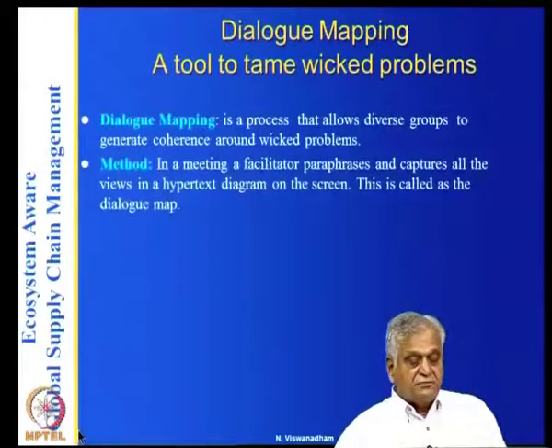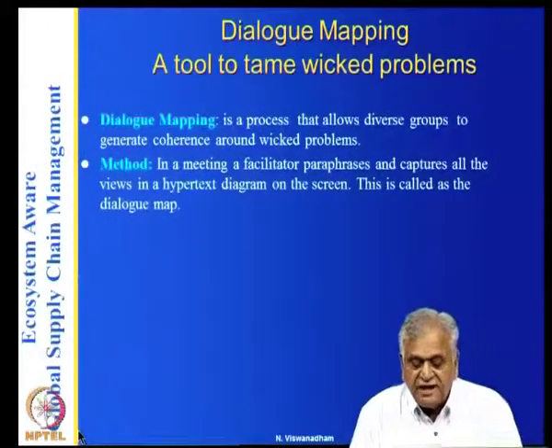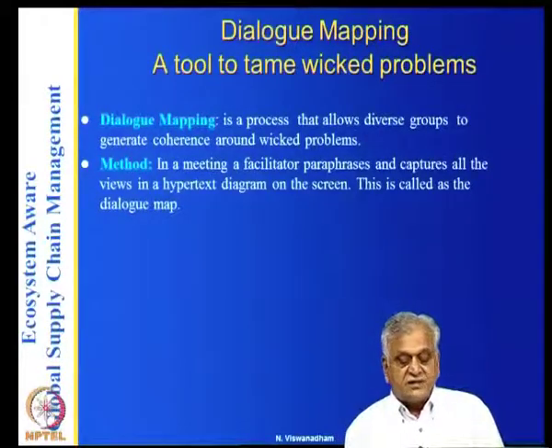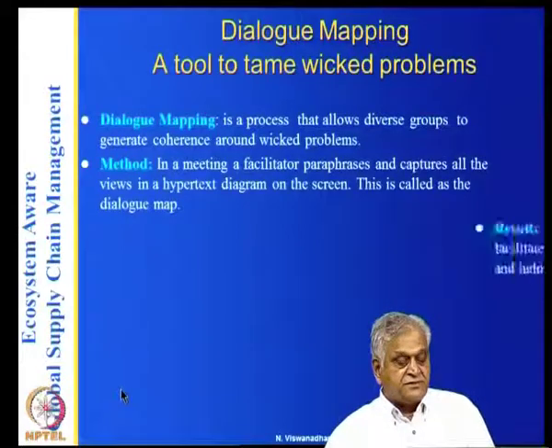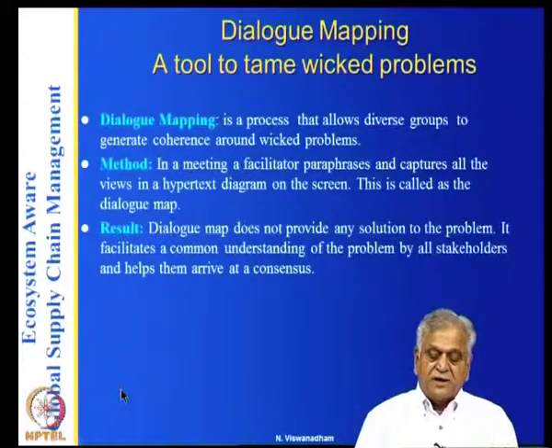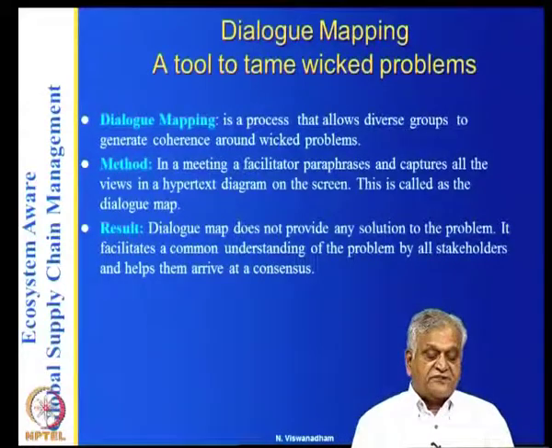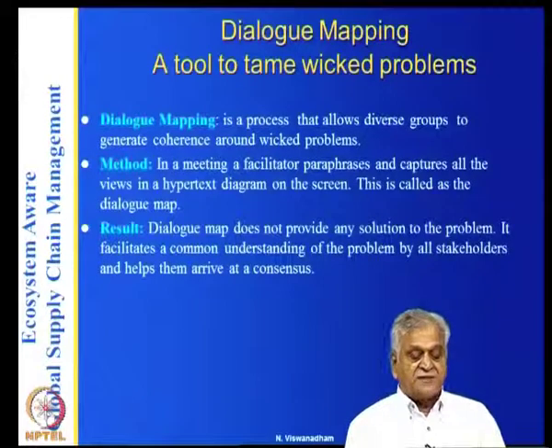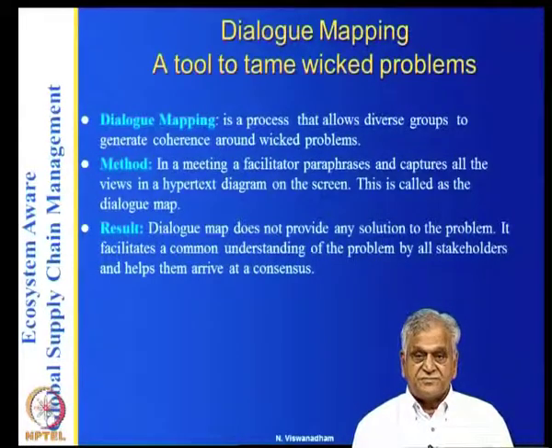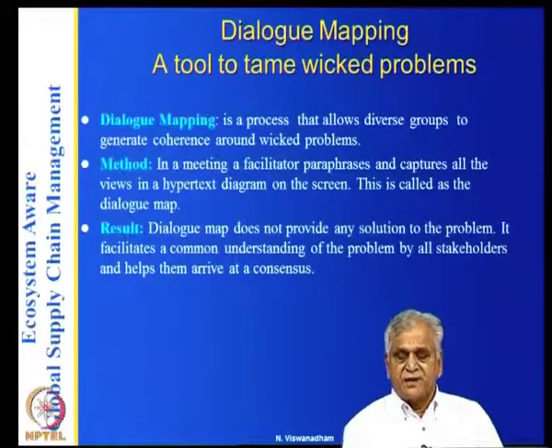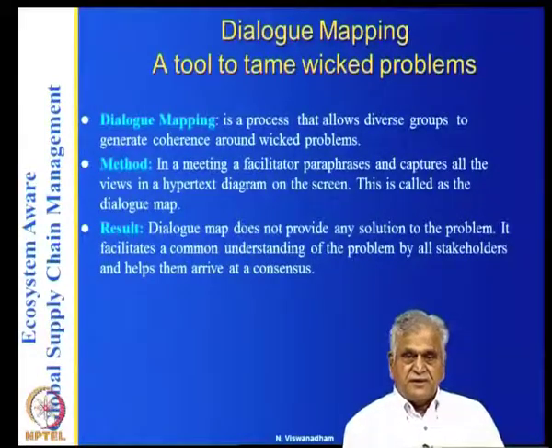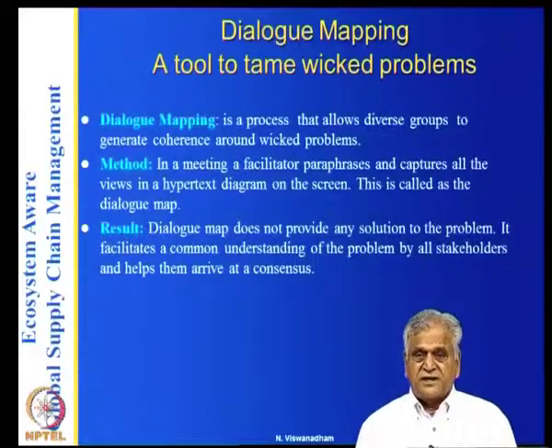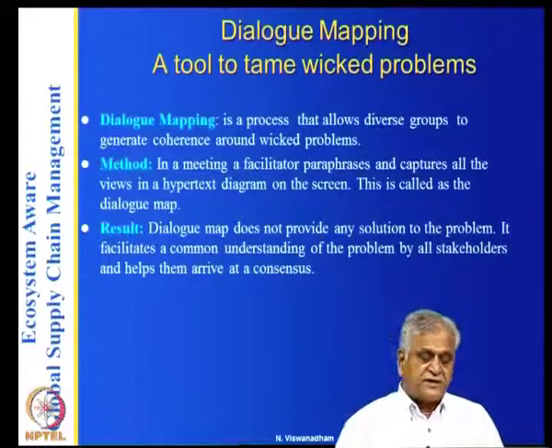Then the problem is solvable. The method: in a meeting, a facilitator paraphrases and captures all the views in a hypertext diagram on the screen. This is called a dialogue map. And the dialogue map does not provide any solution. It facilitates common understanding of the problem by all stakeholders and helps them arrive at a consensus. So when somebody sees this is a good thing to be done, and it has to be done, let's negotiate what everybody gets, and it's in the interest of the people of this country and so on.